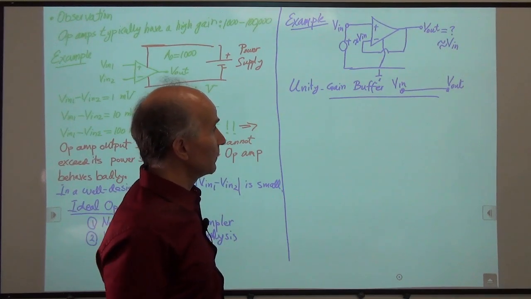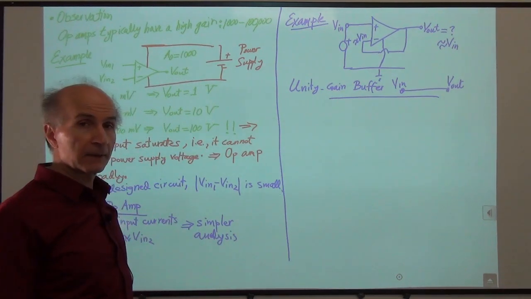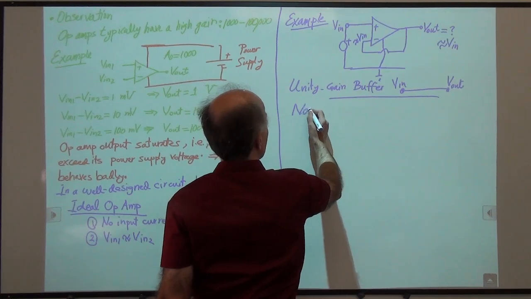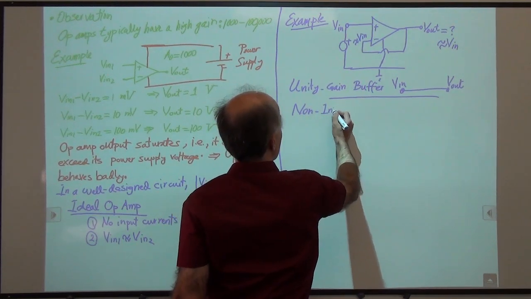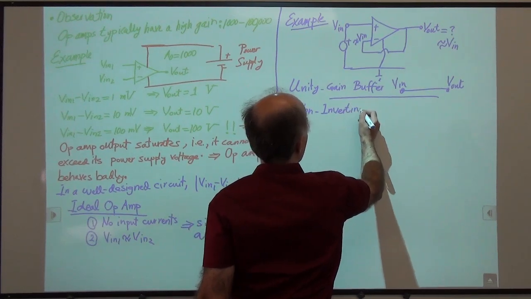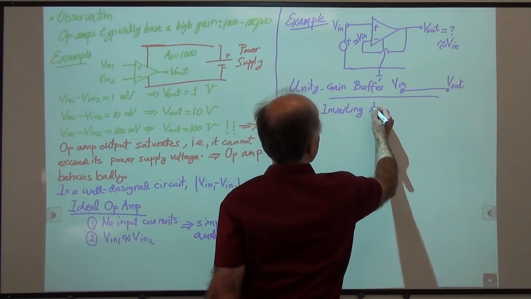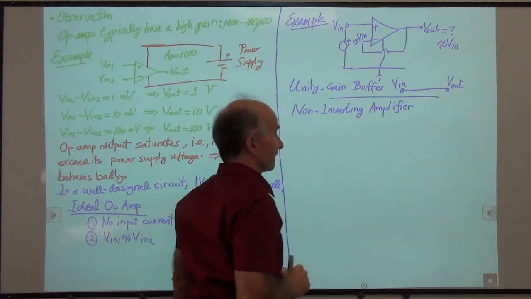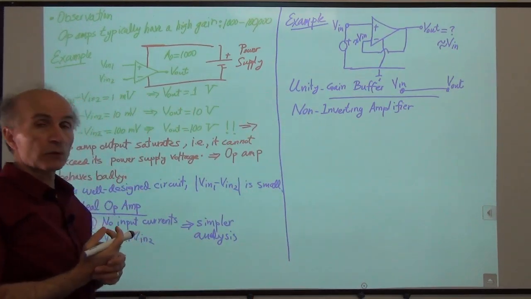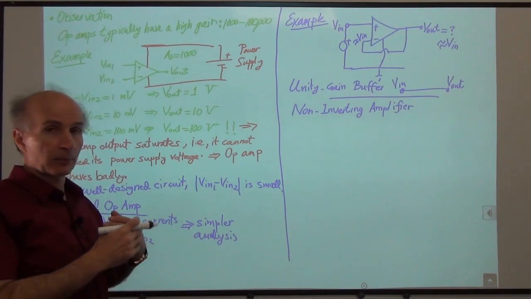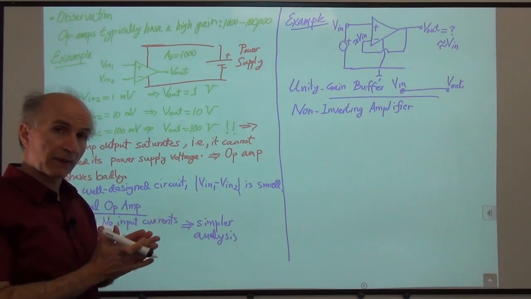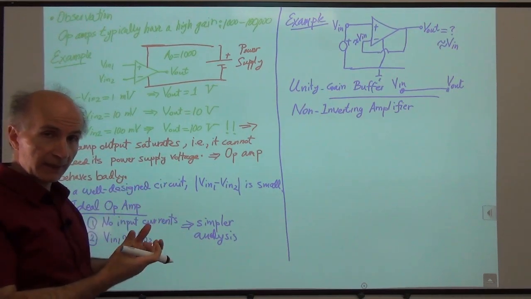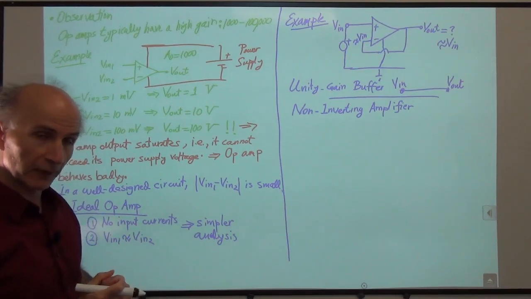Well, now we're going to go to a circuit that's more useful than this buffer, and that circuit is called a non-inverting amplifier. This is a circuit that uses an op-amp and performs amplification. Today we'll start just familiarizing ourselves with the circuit, and next time we'll come back and analyze it more carefully.